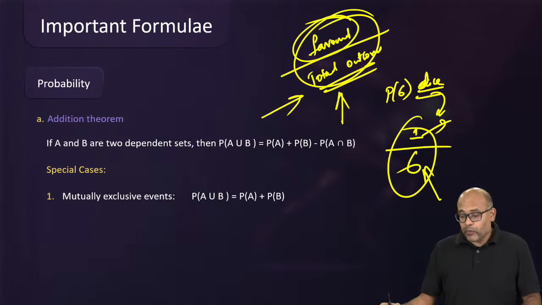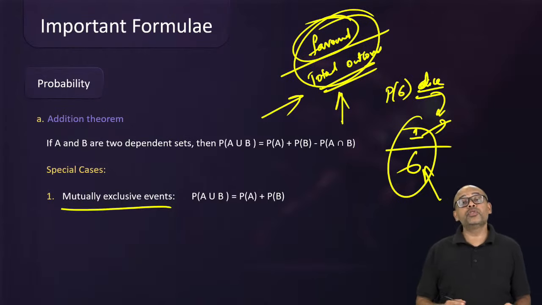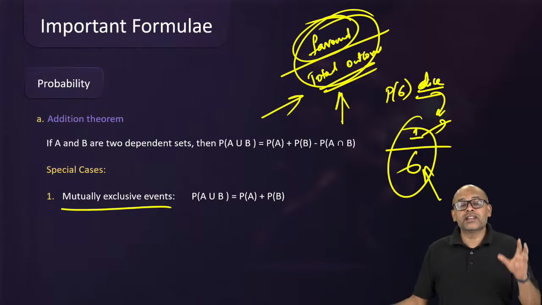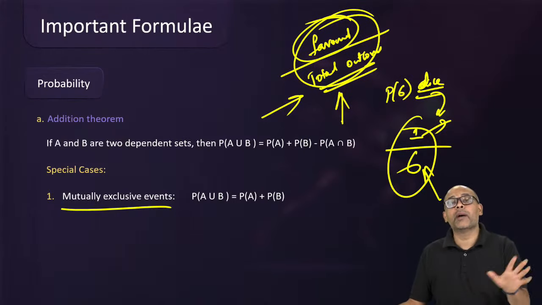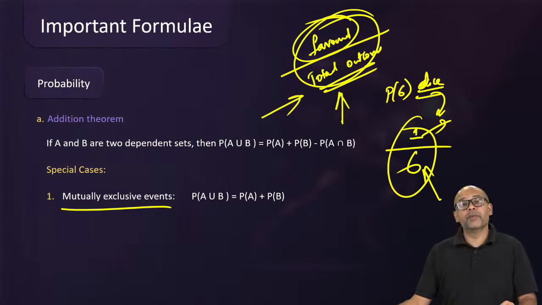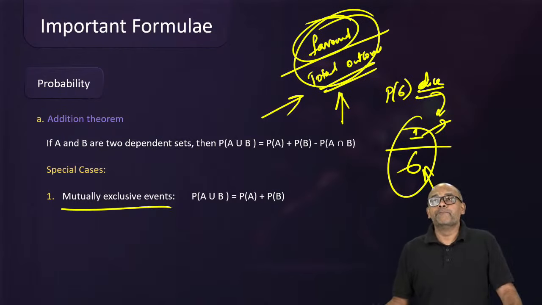Now, what about mutually exclusive events? What is the meaning of mutually exclusive events? Mutually exclusive events means two events are such that they cannot happen simultaneously. Let me give you an example. Let us say that I am tossing a coin.